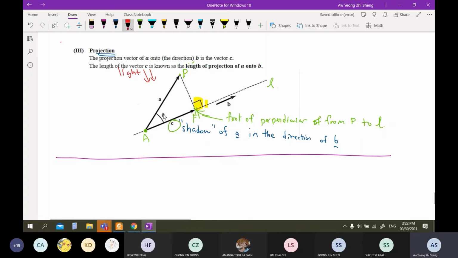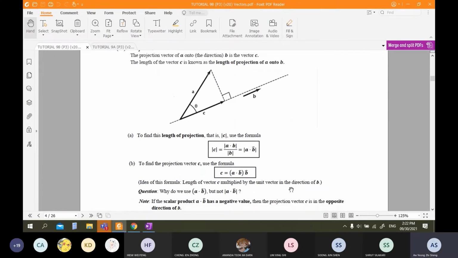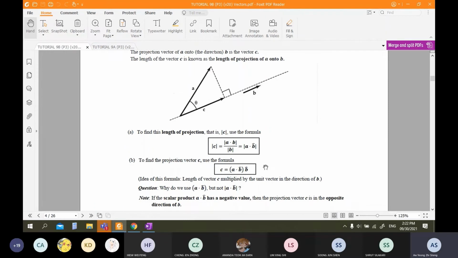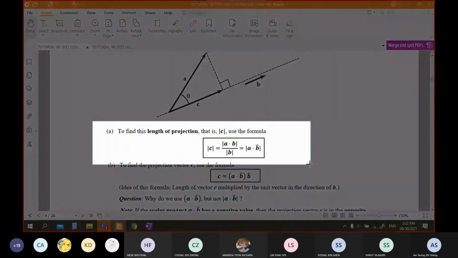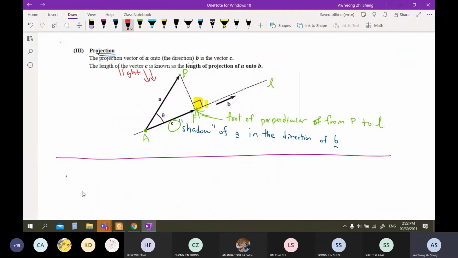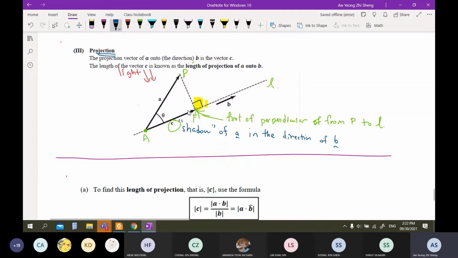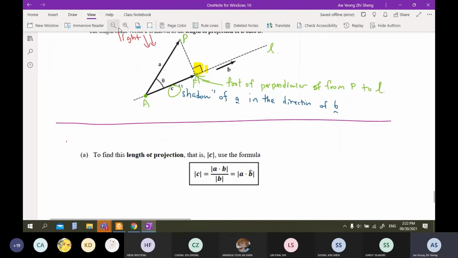If everyone can accept this idea of shadow, I will then proceed to the formula. There's a story behind this formula, but because we are rushing to finish the syllabus, I will skip through the story. So you just accept that the formula is like this. Or maybe I will not tell you the full story, but I will tell you a shortened version, just for your better understanding.